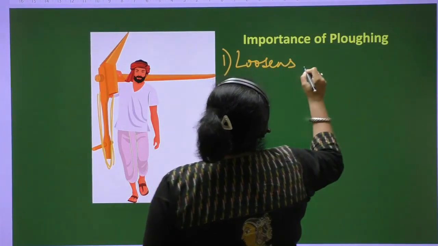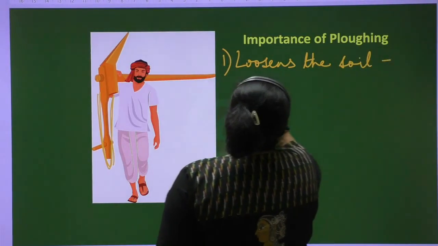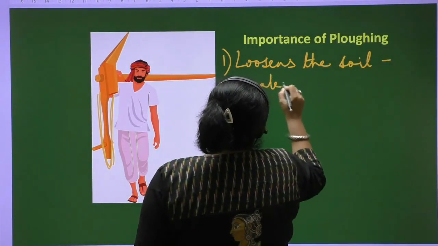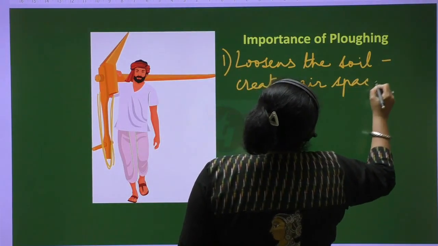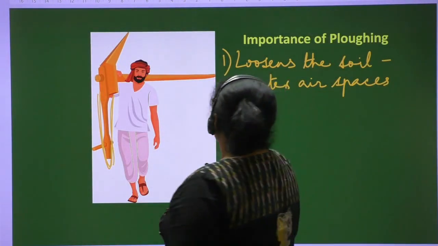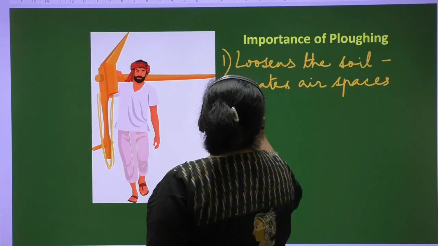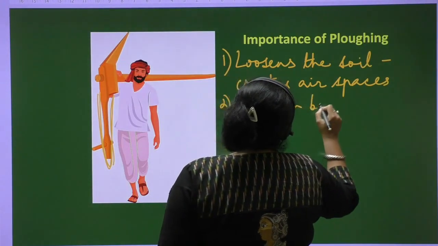It loosens the soil. And what is the importance of this? It creates air spaces. Air spaces are created in the soil. So what happens? Because of these air spaces, roots will be able to breathe. Roots can breathe.